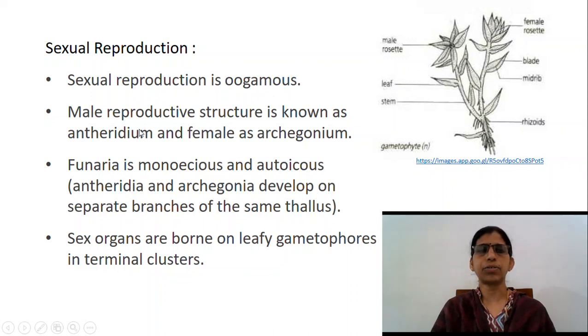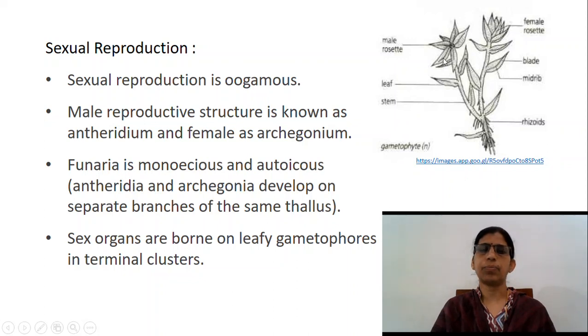Male reproductive structure is known as antheridium and the female as archegonium. Funaria is monoecious, that is, having male and female sex organs on the same thallus. And it is autoicous, that is, antheridia and archegonia develop on separate branches of the same thallus.